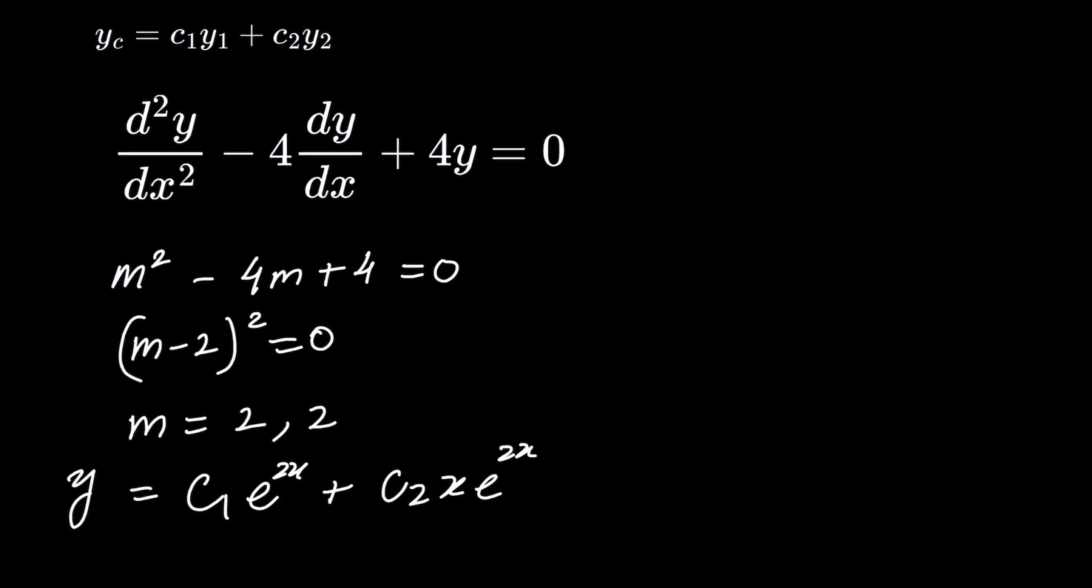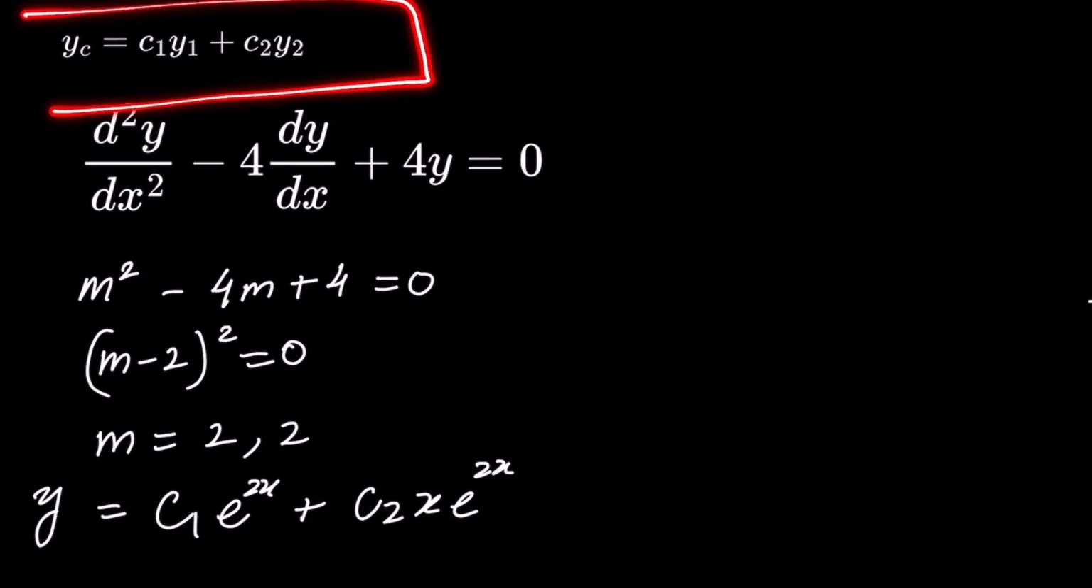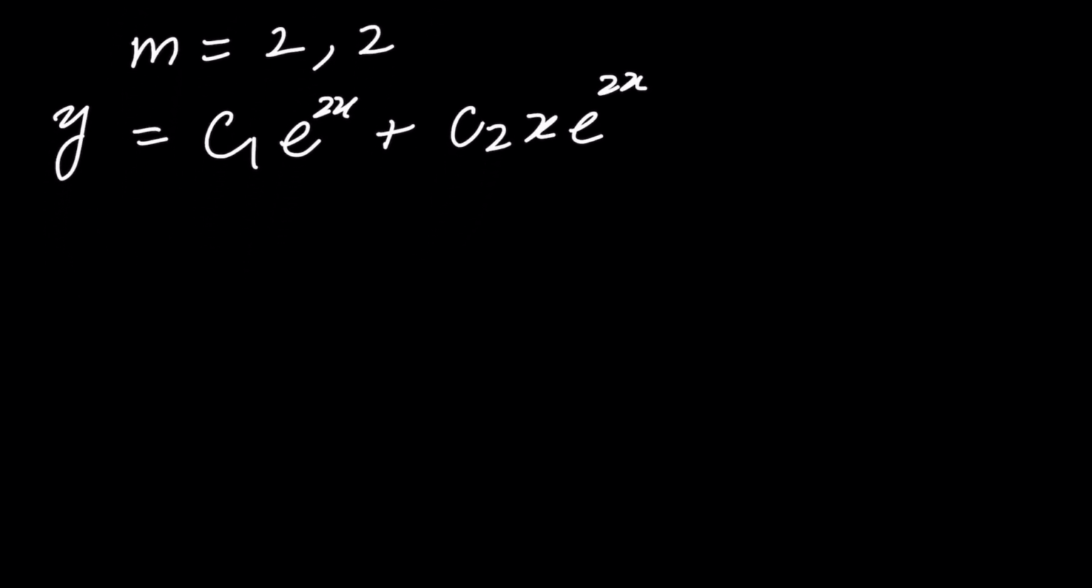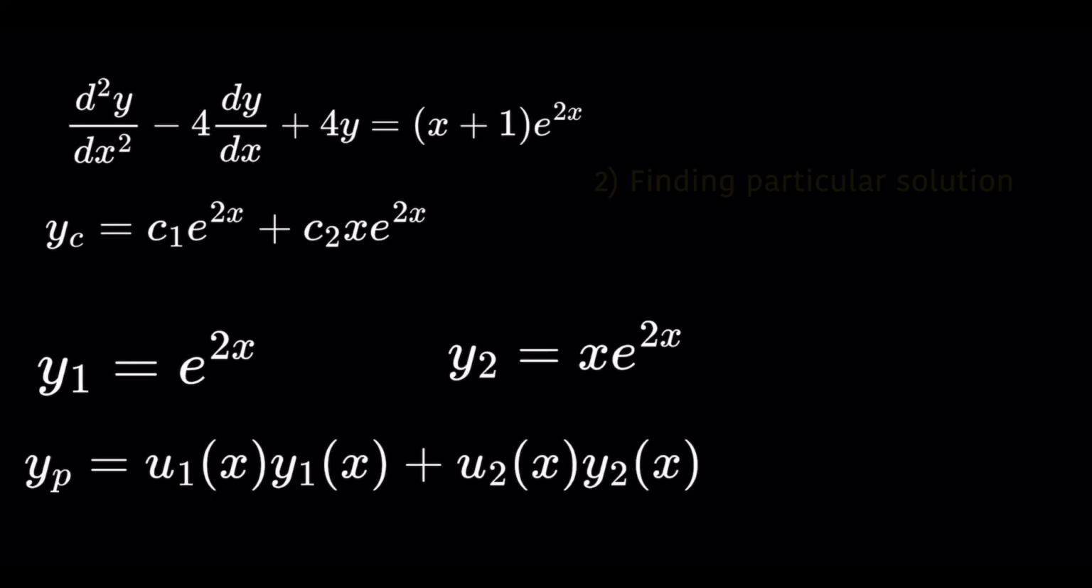Now we're going to be comparing it with this equation here. And you can notice that the value of y1 is e power 2x, and the value of y2 is x e power 2x. So let's write it down separately. Now that we have found the complementary solution, we are going to find the particular solution using this formula.